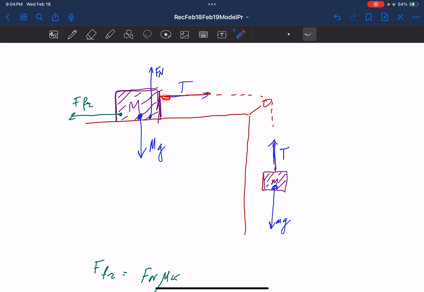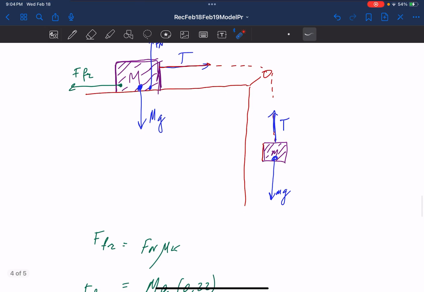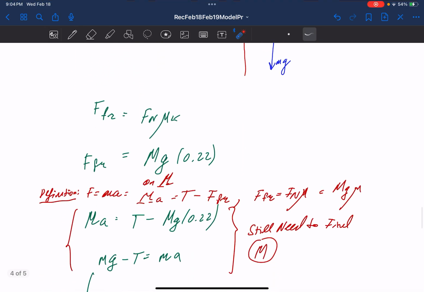Notice how, again, the tension is propelling object big M to the right, but it's pulling object little m up. Tension, because this is a pulley problem, is equal in magnitude for both object big M and object little m. Let's see how friction ends up changing this problem.